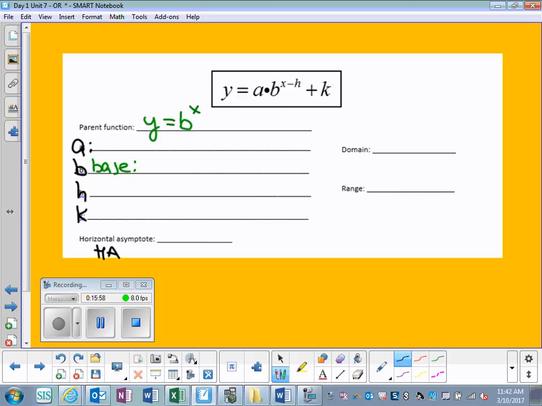Okay, so if I start with the parent function y equals b to the x, immediately from my base I know whether it's growth or decay. So b greater than 1 is growth, b less than 1 is decay.